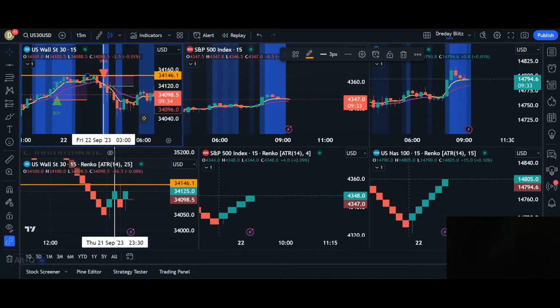Currently there will be the PMI news at 9:45 Eastern Standard Time, so 15 minutes after the market open. Usually on Fridays I do not trade, so we're just going to look at the movement in the market.